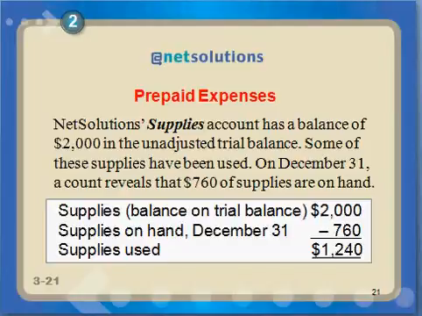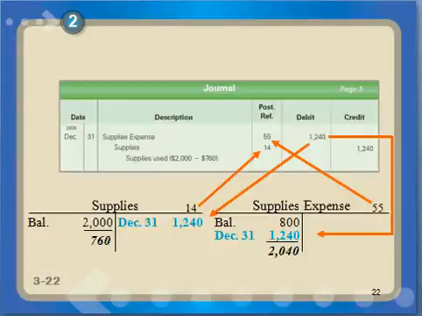Well, if we had 2,000 and now we've got 760, we subtract and find out that we used $1,240 worth of those supplies. So what we would do is make a journal entry, and the journal entry would look like this. We would debit the supplies expense for $1,240 and credit supplies for $1,240.